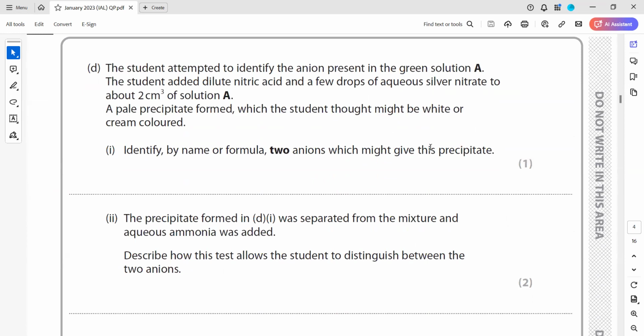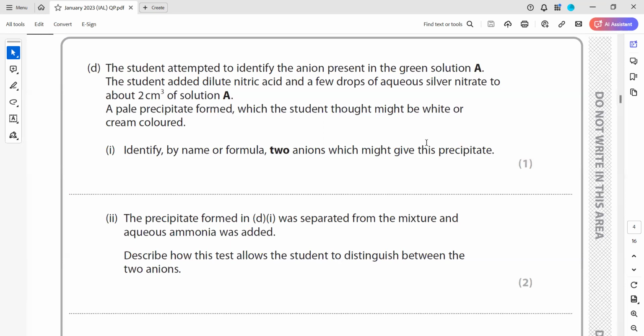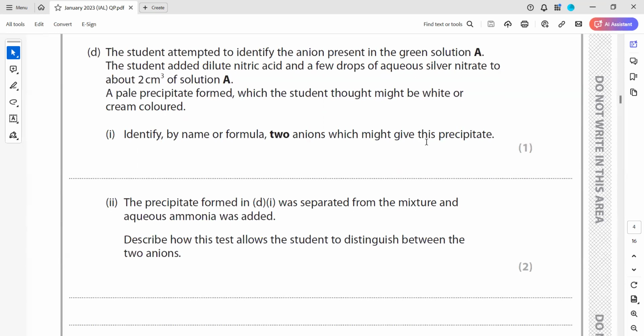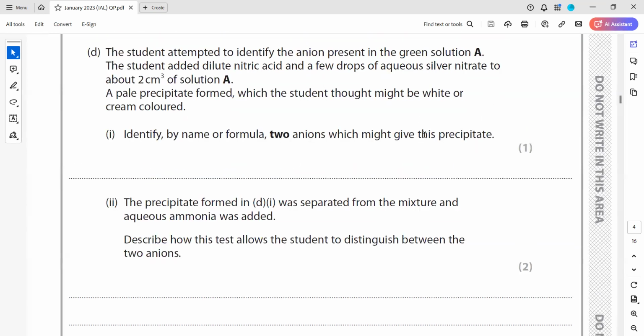The student attempts to identify an ion present in the green solution A. The student added nitric acid and silver nitrate. This is a test for halide. Pale, light colored precipitates are formed that might be white or cream. Identify the two ions which are responsible. White is due to chloride and cream is due to bromide.